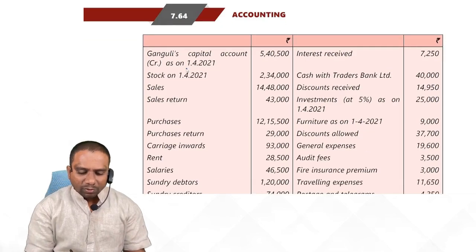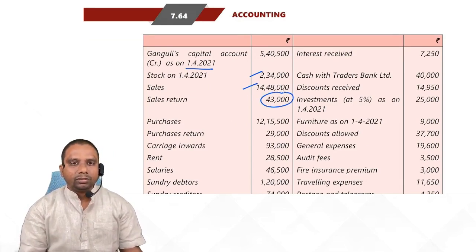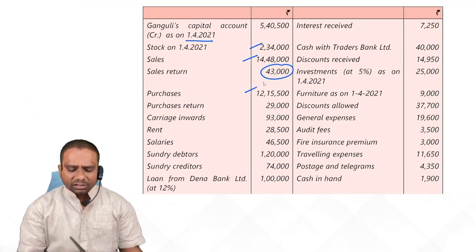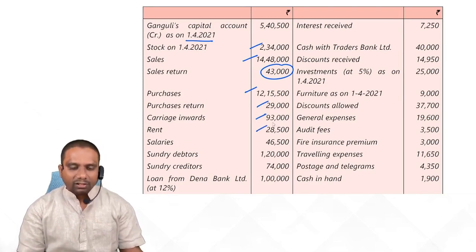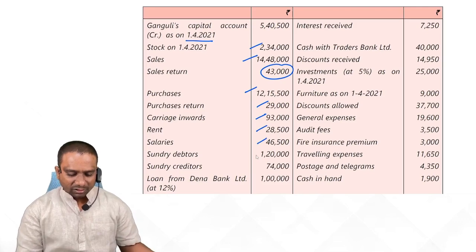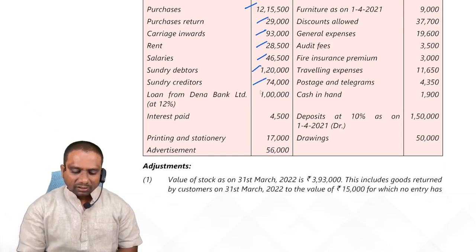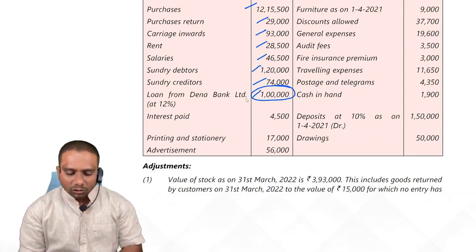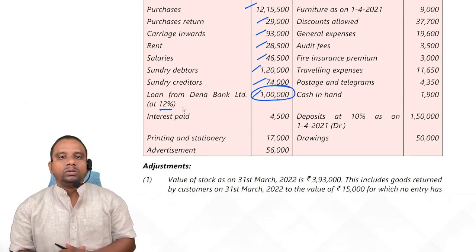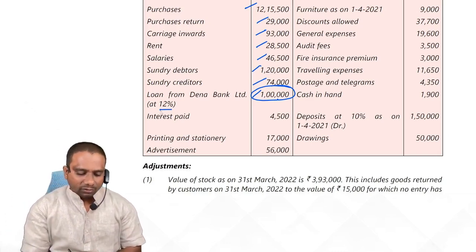Look at Ganguly capital opening, balance sheet liability side. Stock, trading account debit. Sales, trading account credit. Returns, deduct from sales. Purchases, trading account debit. Purchase returns, deduct from purchases. Carriage inward, trading account debit. Rent, P&L account debit. Salaries, P&L account debit. Sundry debtors, balance sheet asset. Sundry creditors, balance sheet liability. Loan from Dena Bank, 1 lakh. Here they are giving a loan. When you identify like this, the loan, in the bracket they are saying 12%, means it is the rate of interest. Loan 1 lakh, balance sheet liability side, rate of interest, calculate.